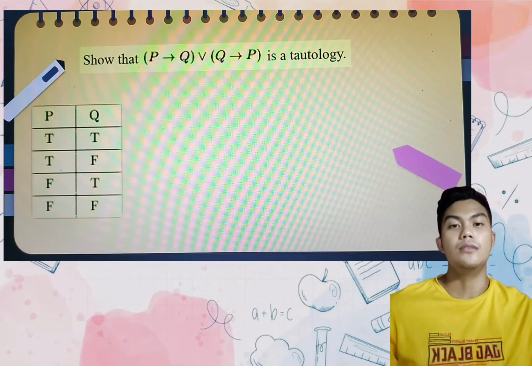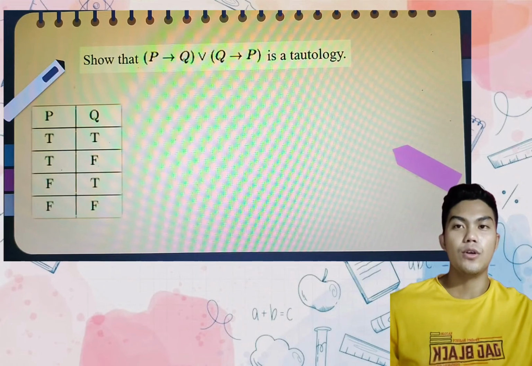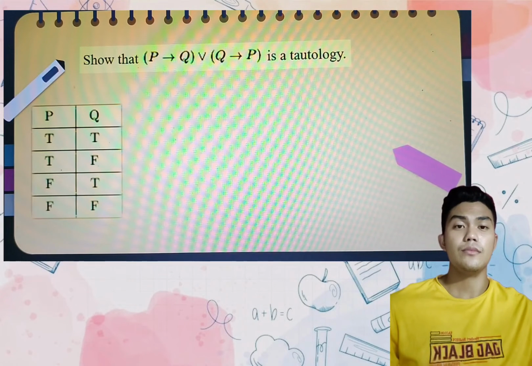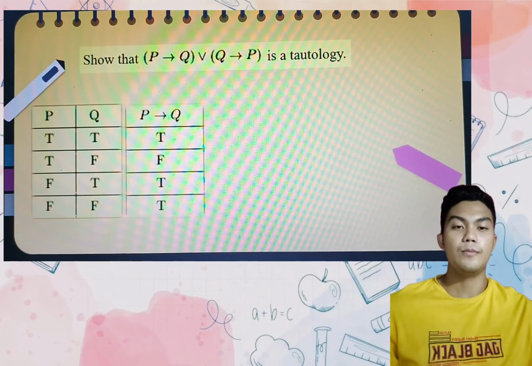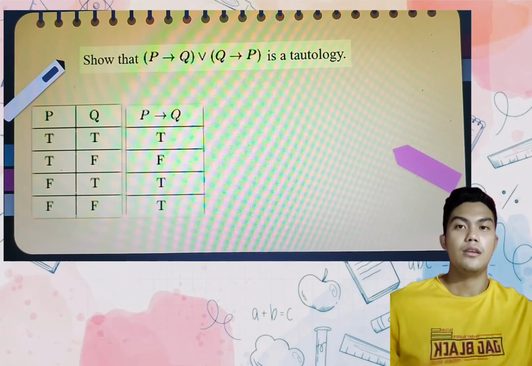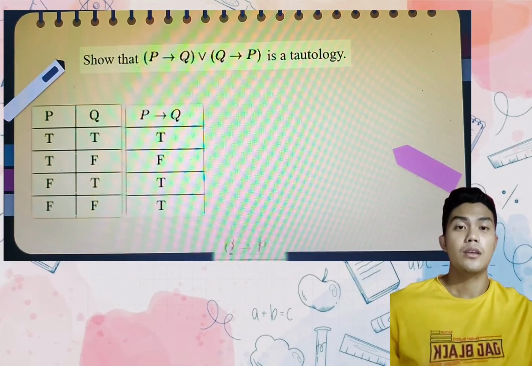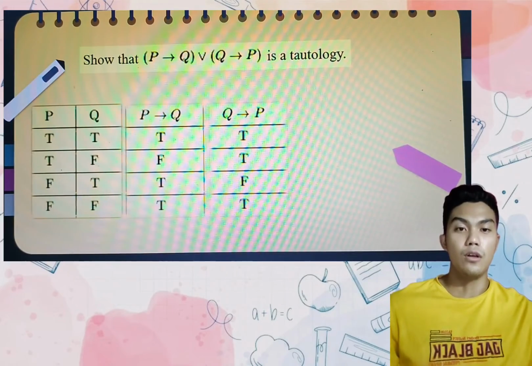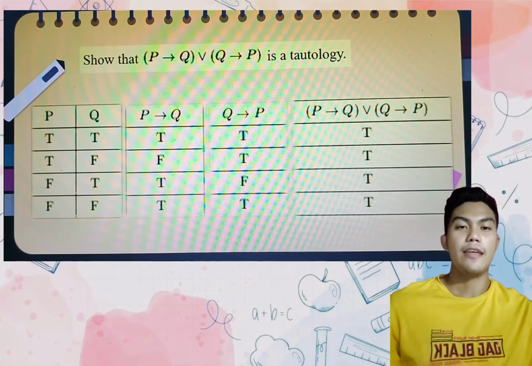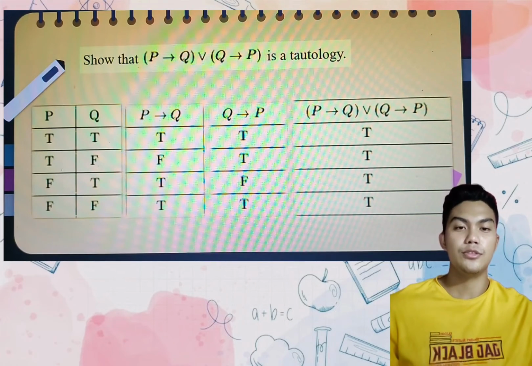In the P column, it is true, true, false, false. In the Q column, it is true, false, true, false. In the P if then Q column, it is true, false, true, true. In the Q if then P column, true, true, false, and false. Then lastly, for P if then Q or Q if then P, it is true, true, true, and true.